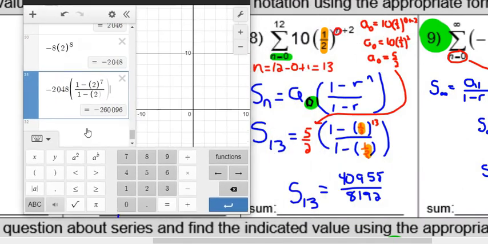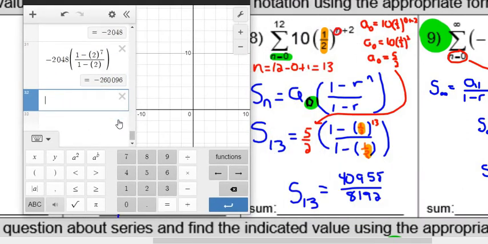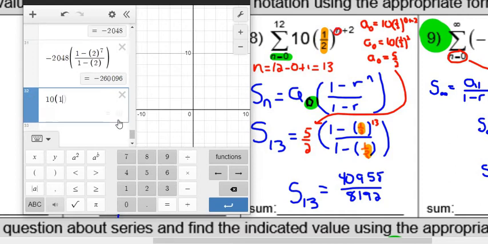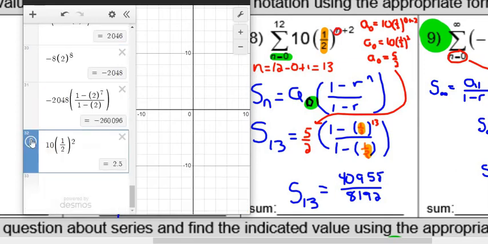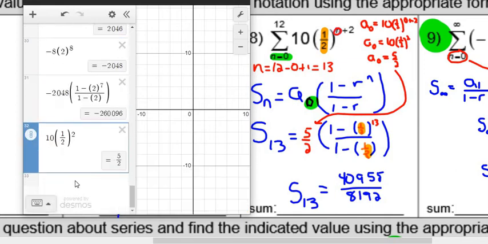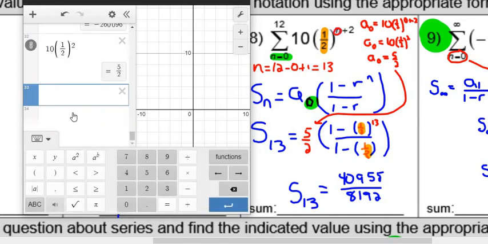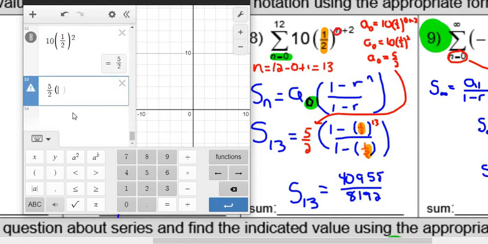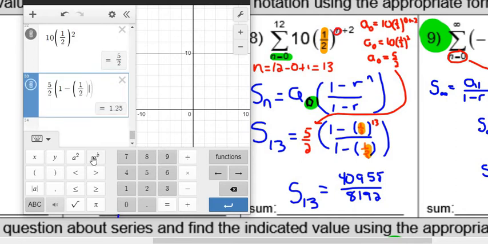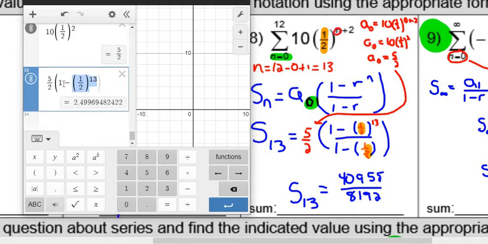And so what we do there is we're going to have, to find A1, we did 10 times 1/2 to the 2nd power. Just remember to toggle the fraction button, right? 5 halves. And then down here, we have 5 halves. And then over here, we have a parentheses, 1 minus 1/2 raised to the 13th power, and then all divided by 1 minus 1/2.